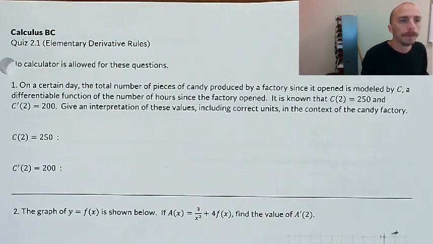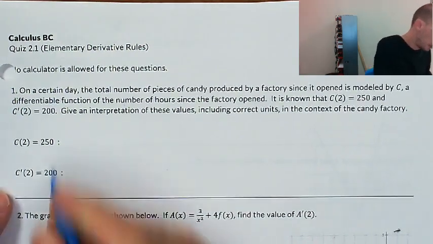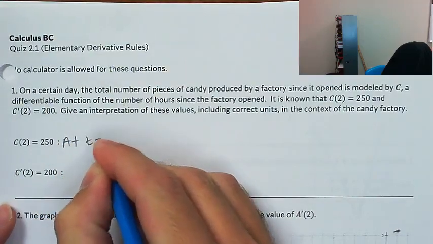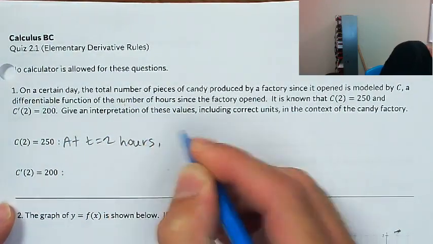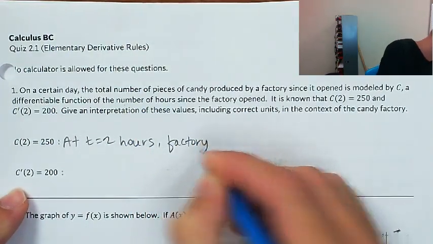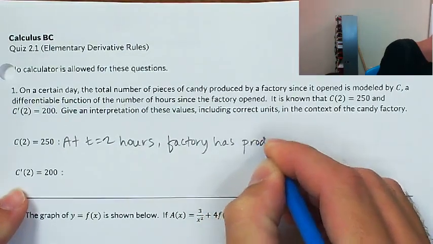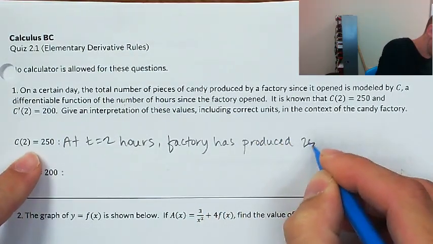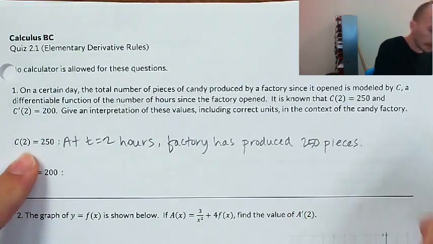Form J. Now we're talking about pieces of candy produced by a factory since it opened, and that's going to be C. C is measured in number of candies, and T is measured in hours. C of 2 is 250, and C prime of 2 is 200. So at T equals 2 hours, the number of pieces produced is 250. I would say the factory has produced 250 pieces of candy. I think pieces will do.